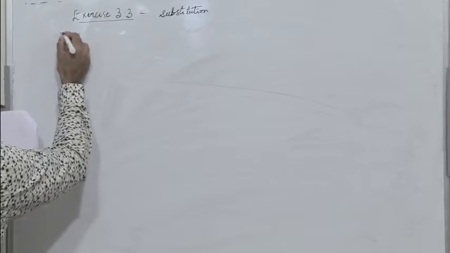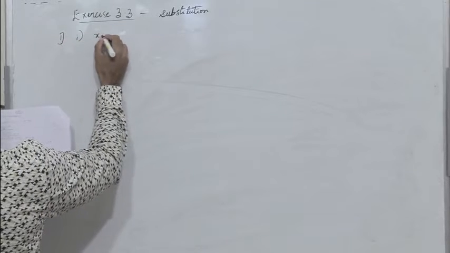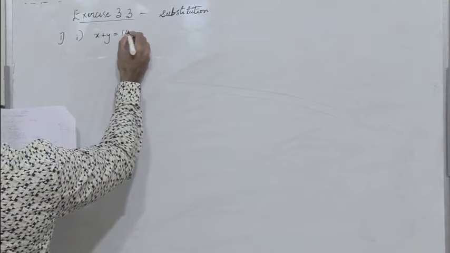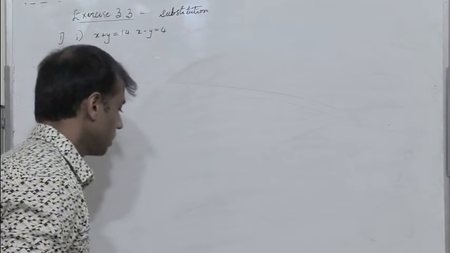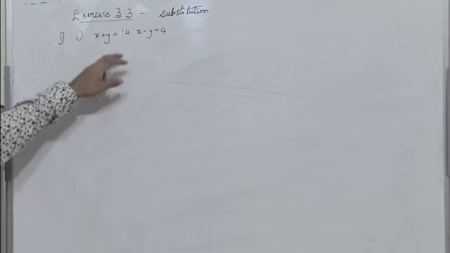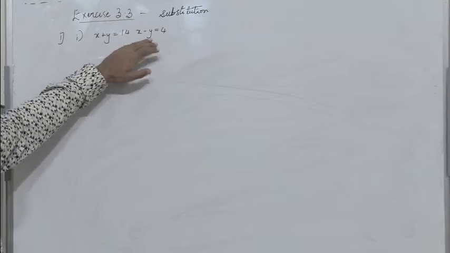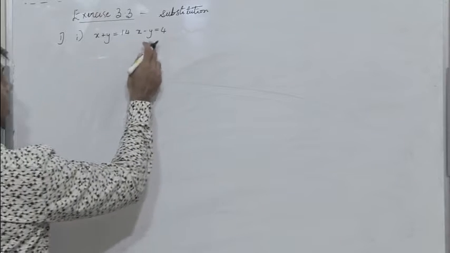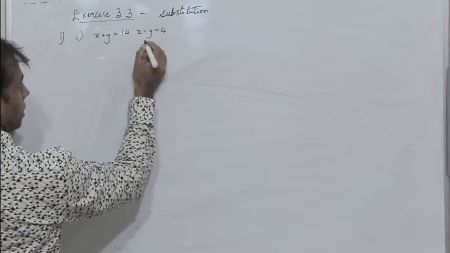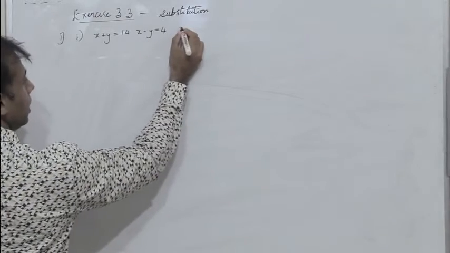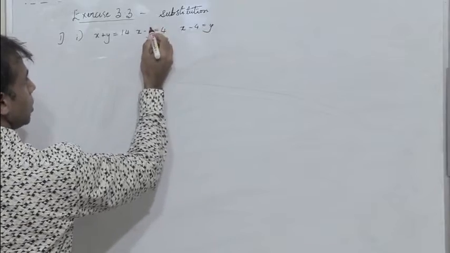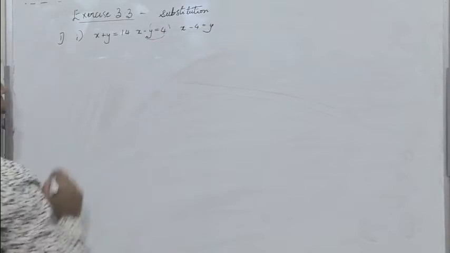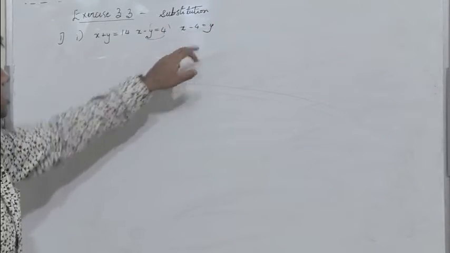So let's consider the first problem. x plus y equal to 14 and x minus y equal to 4. So what do you mean by substitution? I need to find the value of x and y. So now let me represent y in terms of x. Right? So we have x minus 4 equals y. So I take y to RHS and bring 4 to LHS. So y is x minus 4.